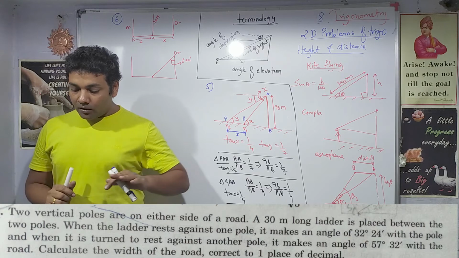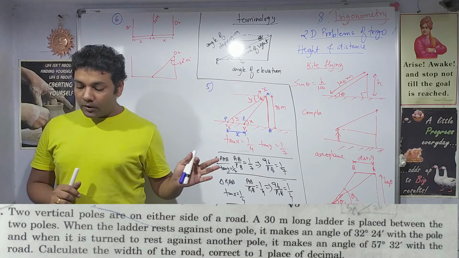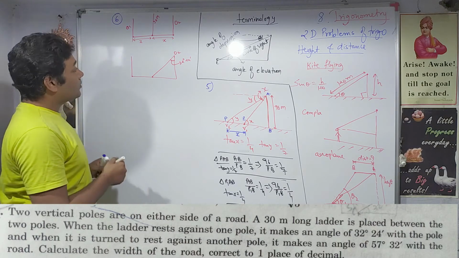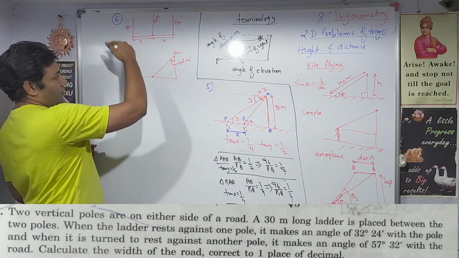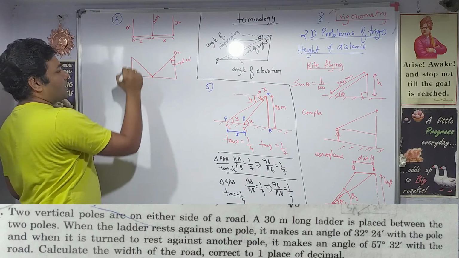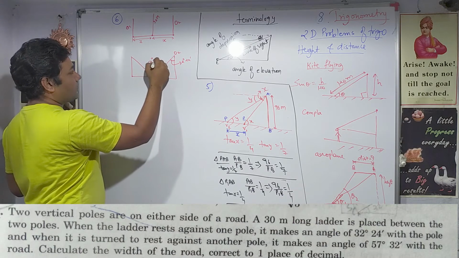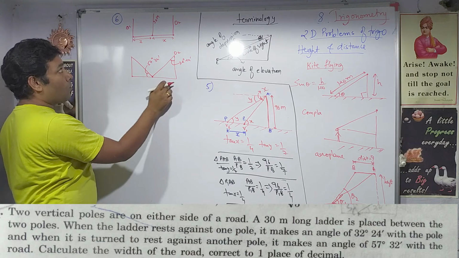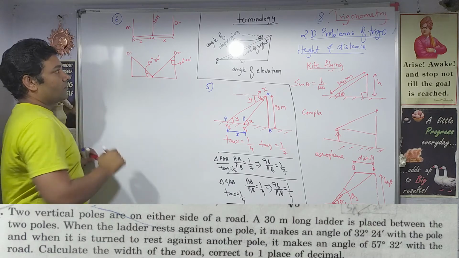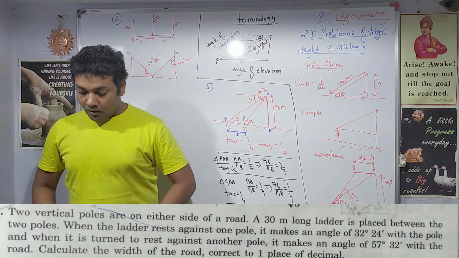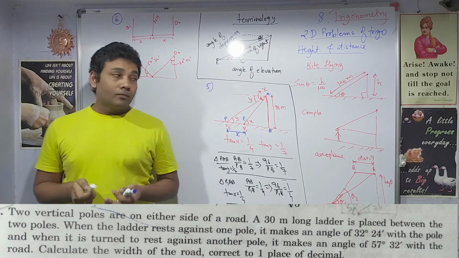And when it is turned to rest against the another pole, it makes 57 degree 34 minutes. So when this ladder is turned another side, this side, it makes an angle of 57 degrees 34 minutes with the road. So this is the road. Calculate the width of the road, right?